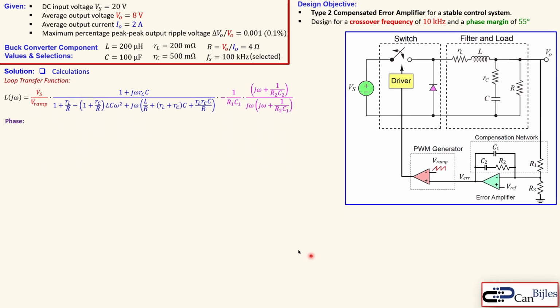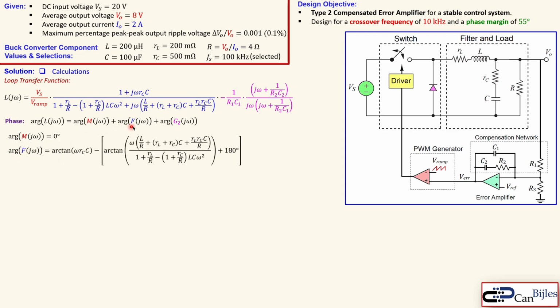So how do we do it? We first look at the phase, because we have a condition for our phase margin. So we need to look at the phase of the loop transfer function, which is the argument. The argument of our loop transfer function is the argument of our modulator plus the argument of our filter plus the argument of our compensator network, or the error amplifier in total. The modulator is independent of the frequency, so we have zero phase contribution by M.